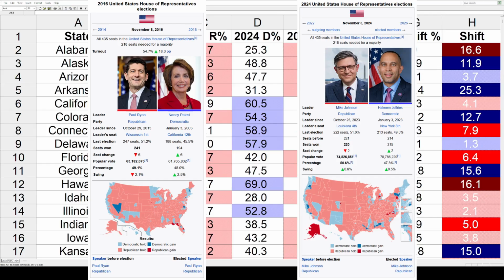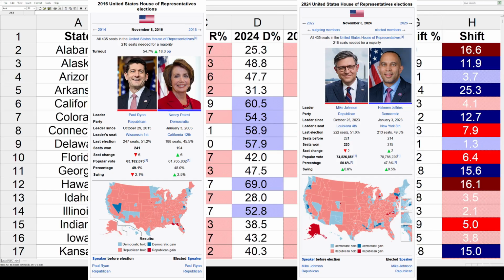First, in 2016, in the U.S. House, Republicans won 241 seats. They did lose 6 in that election. But nationally, they got 49.1% of the popular vote. The Democrats won 194 seats. They picked up 6 of them, and they finished with 48% of the popular vote.